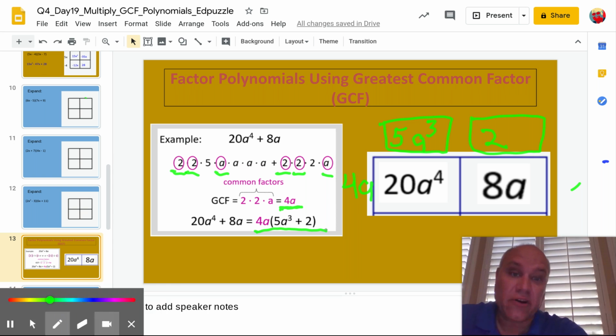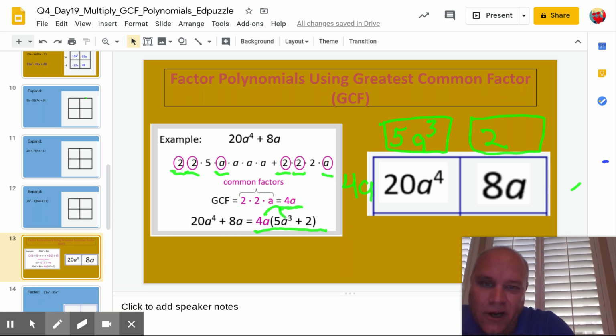How can you check your answer? Well, if we multiply this back out, we should get back to where we started from, right? So if I went 4a times 5a to the third, do I get 20a to the fourth? Yep. If I go 4a times the 2, do I get 8a? Yes, I do. So you can always remultiply it to make sure you get back to where you started from, right? It's basically, we're just doing the reverse process of multiplication when we factor it.